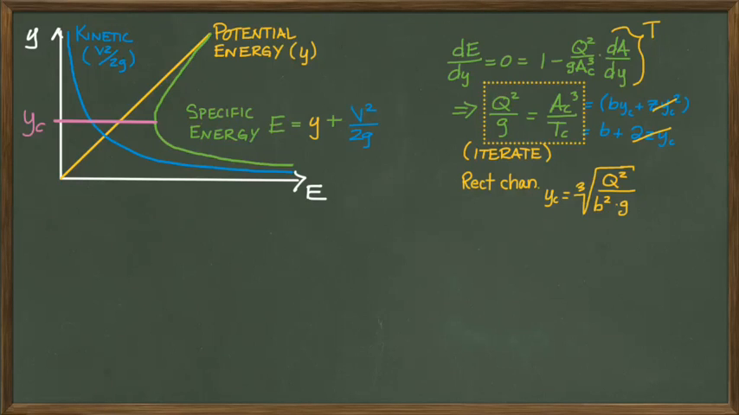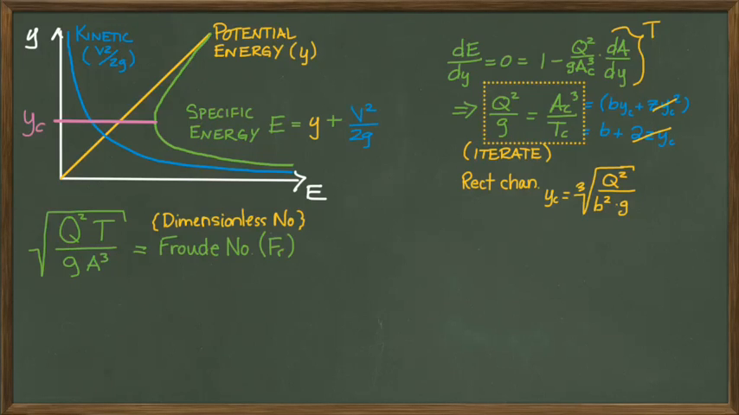Going back to the general case, if we look at the expression of Q squared T divided by g A cubed, we get a dimensionless number, and if we take the square root of this expression, we define what is known as the Froude number. In an open channel, we define the Froude number as velocity divided by the square root of g D, where D is known as the hydraulic depth of an open channel. The hydraulic depth is defined as the flow area divided by the flow top width.